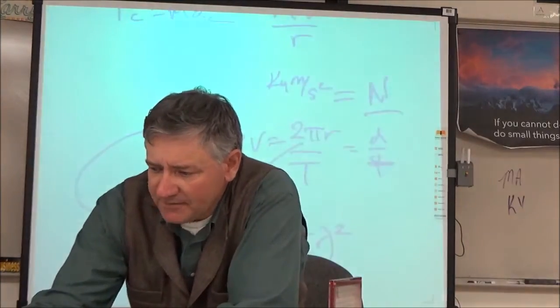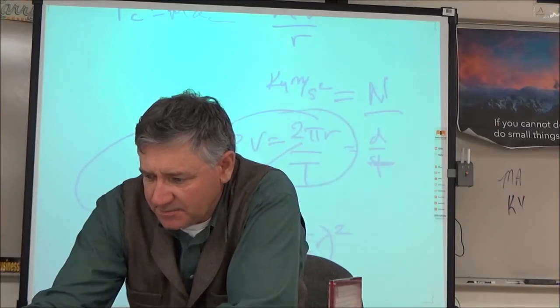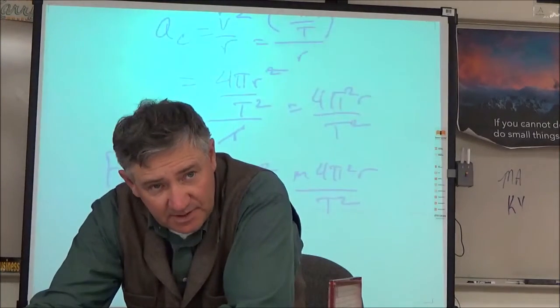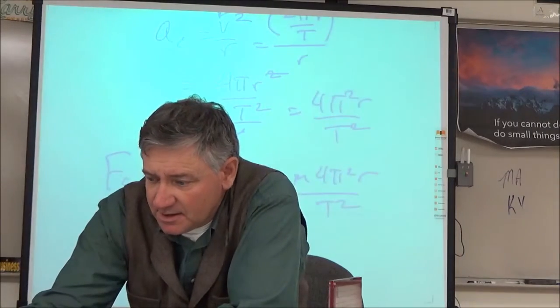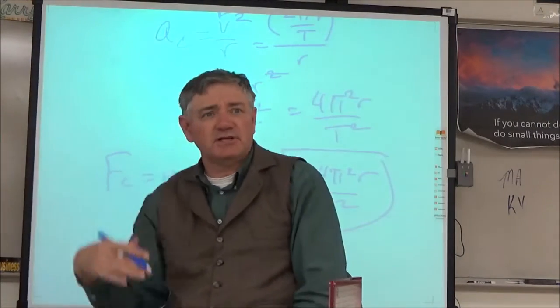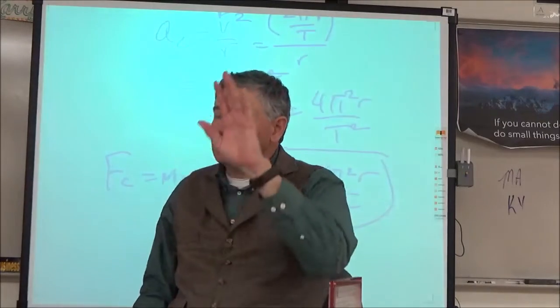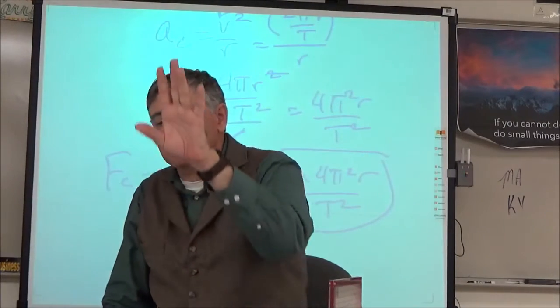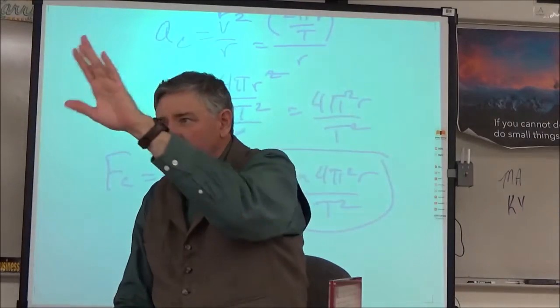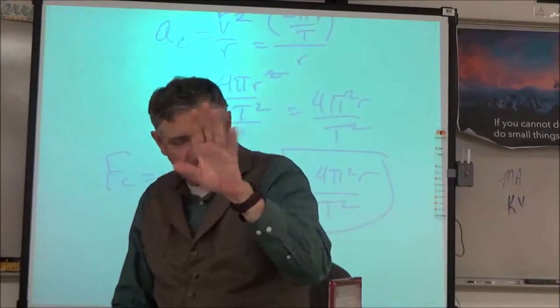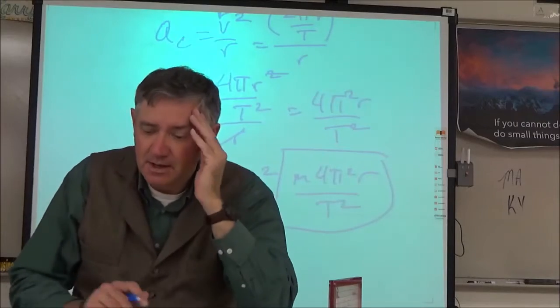You don't have to calculate the velocity separately and then plug it into v squared over r. So if you're not given the velocity directly, just use this r over t squared. Okay? So you don't have to calculate the velocity separately and then use mv squared over r. Just use m 4 pi squared r over t squared. Okay? It's just going to make life simple.